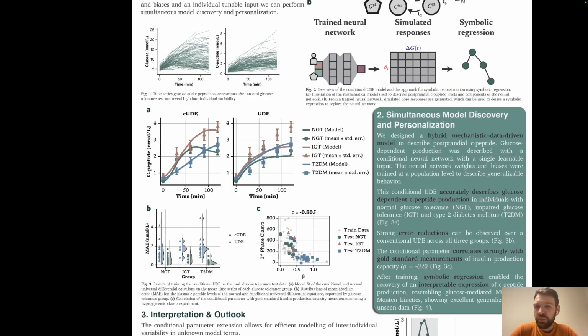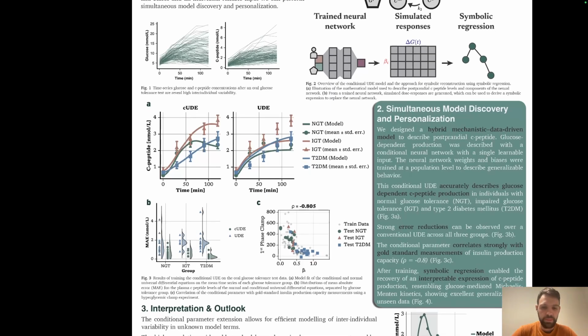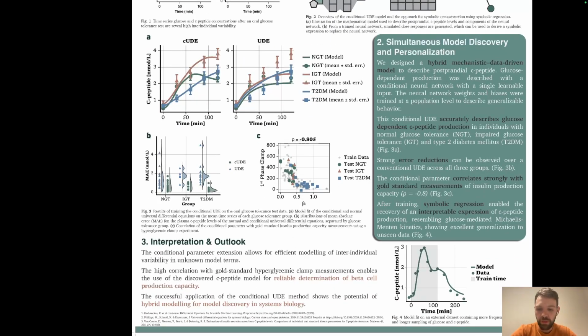However, for individuals out of the distribution, this may still be quite a risk because neural networks are known for their poor extrapolation capabilities. To be able to also effectively extrapolate outside of the data that this model was trained and tested on, we used symbolic regression, which enabled the recovery of an interpretable expression of C-peptide production resembling glucose-mediated Michaelis-Menten kinetics, and also showing excellent generalization to unseen data. This can be seen in figure 4 on the bottom right of this screen.